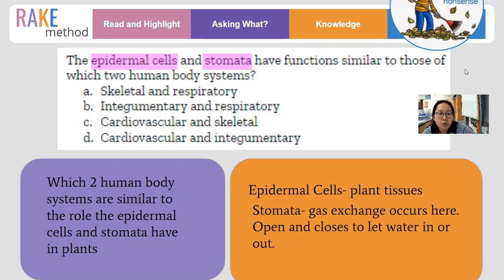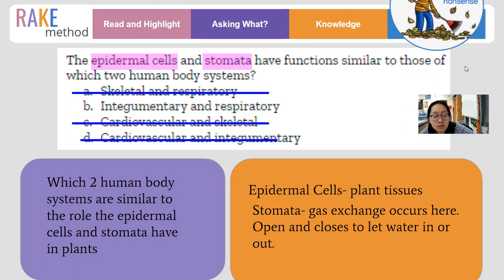So the best choice we could probably choose is going to be the integumentary system and the respiratory, because even though choice D has the integumentary system, like the skin system, as well, the cardiovascular system, again, is on the inside, where it's the arteries and veins for transport. So the best way to compare this is going to be the integumentary and respiratory, because there's gas exchange, which would be respiratory, and the integumentary system, which would be like the skin, which is the epidermal or skin cells of plants. So that's going to be our final answer.